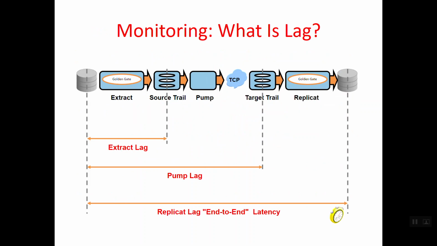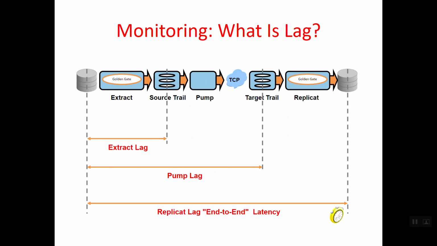Now let us understand each component and its own lag time. These lag times sum up to the total lag time for Golden Gate. The extract lag time would be the time from when the transaction is committed in the source system to when the transaction is written to the trail file. So the difference in time between the transaction being committed on the source system and being written to the trail file would be the extract lag.